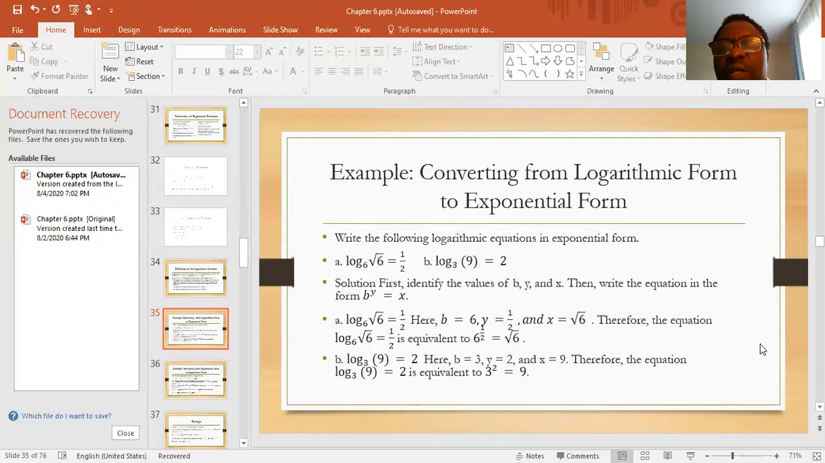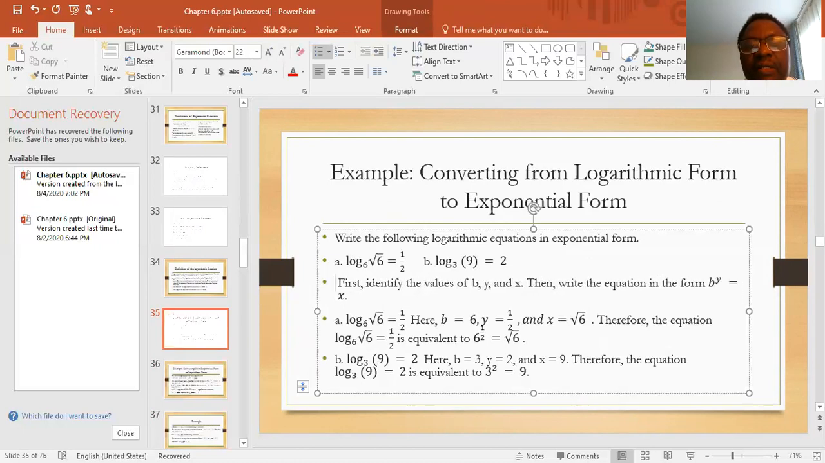So write the following logarithmic equations in exponential form. The first one is log of square root of 6 to base 6 equals half. And then log of 9 in base 3 equals 2. So when we say log of square root of 6 in base 6 equals half, it means that the square root of 6 is 6 raised to power half. That's essentially what it means. So let's look at the solution.